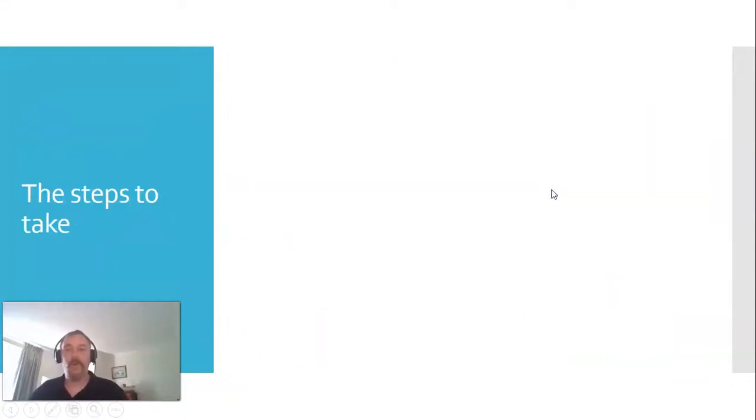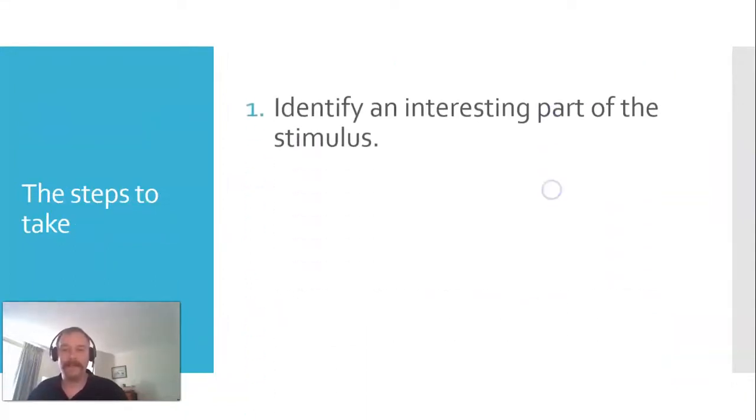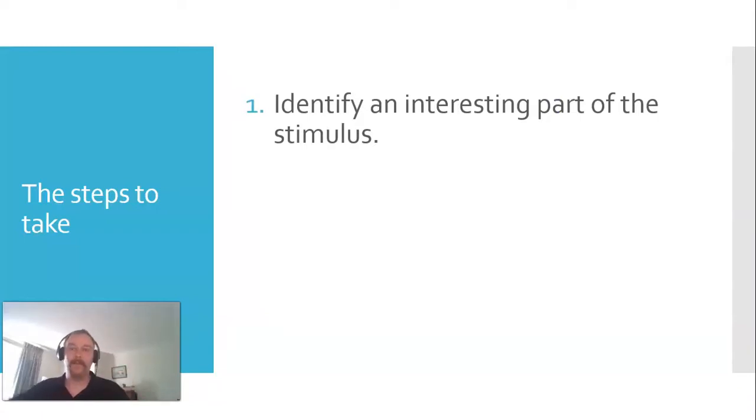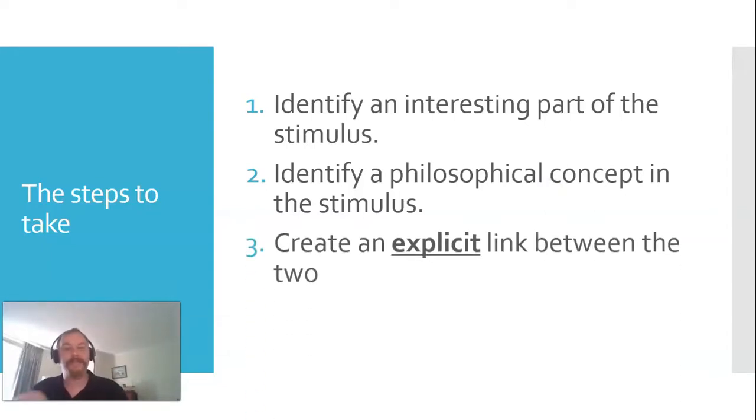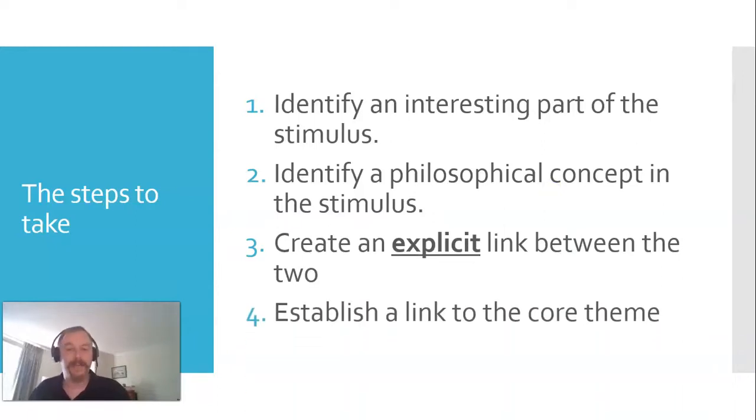So how do we unpack a stimulus? Well, there are 4 steps. 1, identify an interesting part of the stimulus. You don't try to do the whole stimulus, you look at a part of the stimulus. 2, identify a philosophical concept in the stimulus, preferably one that attaches to that interesting part. 3, create an explicit link between the two. And 4, establish a link to the core theme. Even if it's obvious, you should sometimes spell this out.